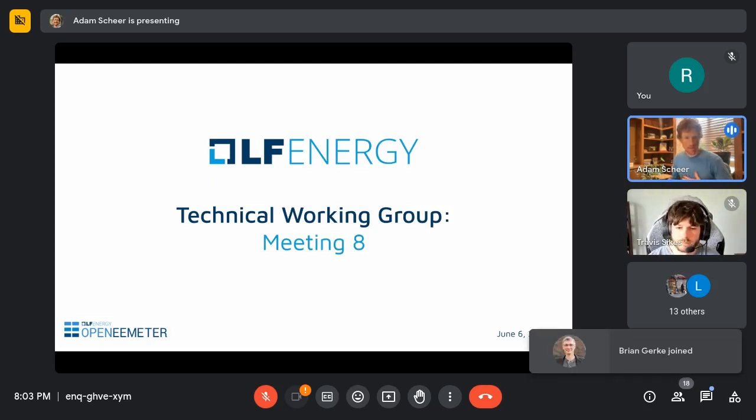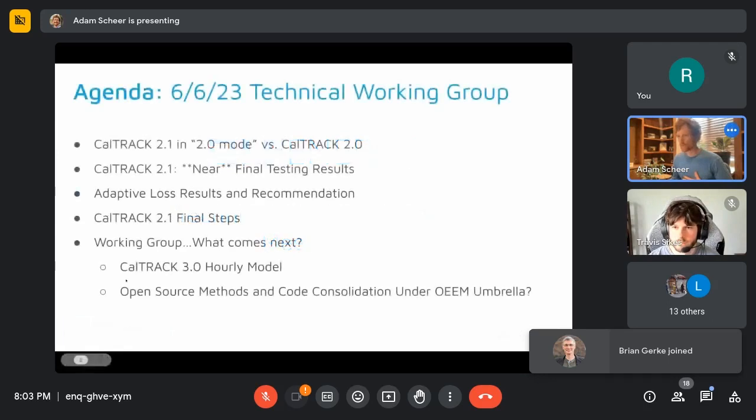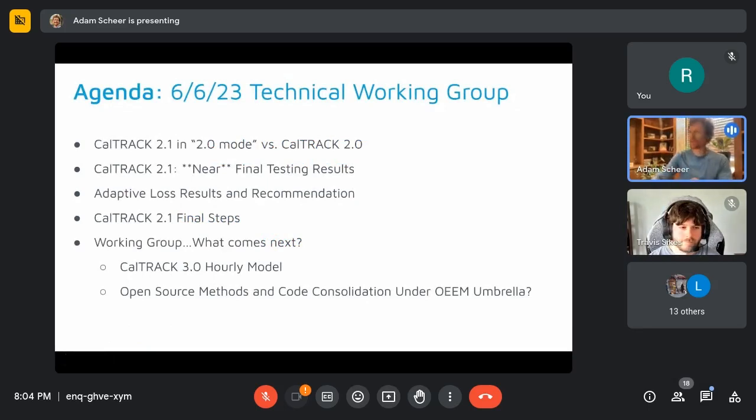Taking a look at the agenda for today, we're going to talk about something we've mentioned a number of times, but we haven't really shown any data to verify what we've been saying. We want to hit on running CalTrack 2.1 in 2.0 mode and compare those outputs to those of CalTrack 2.0, the actual CalTrack 2.0 that is currently in the OpenEEmeter codebase. And talk about why we think it's important that we retain the ability to run a CalTrack 2.0 style model.